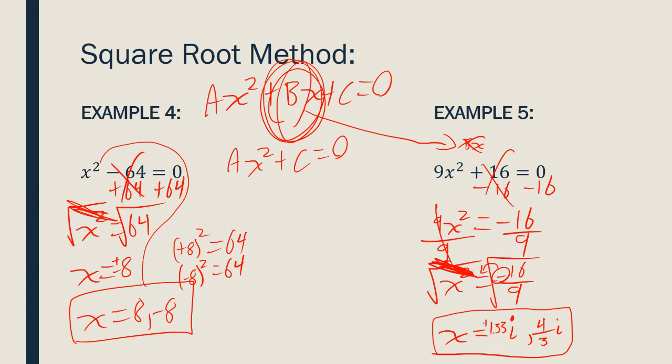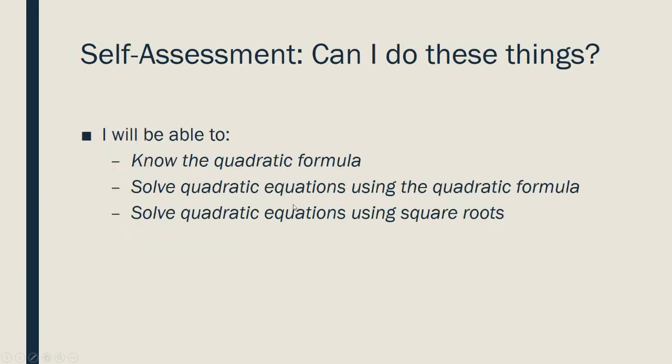And remember that these solutions are going to have a positive and a negative answer, because when I square root something, I get a positive and a negative result. So that's using the square root method to solve a quadratic equation. And that's it. Again, most of that should have been review, but at the end of this lesson, I hope that you know the quadratic formula, that you can solve quadratic equations using the quadratic formula, and that you can solve quadratic equations using square roots.